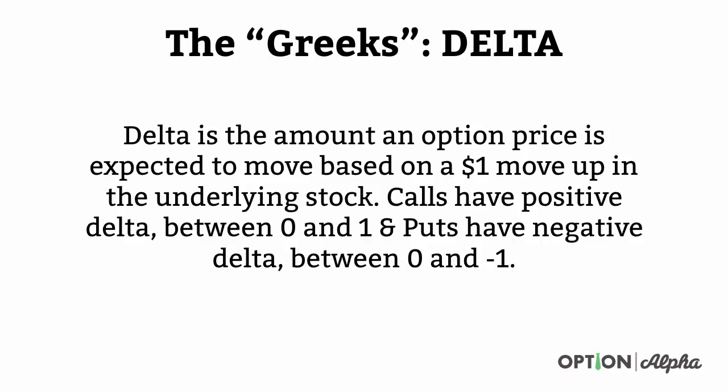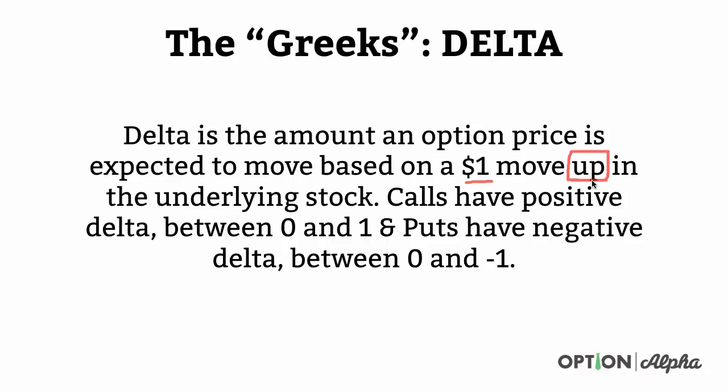Now, delta is the amount an option price is expected to move based on a $1 move up in the underlying stock. The key here is that the delta is always based on an upward movement of the stock. It's always based on a $1 move, no matter if it's a $500 stock or a $2 stock. It doesn't matter. It's always based on a $1 move up.